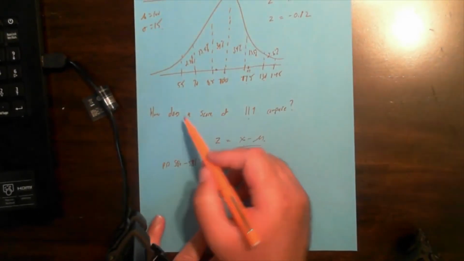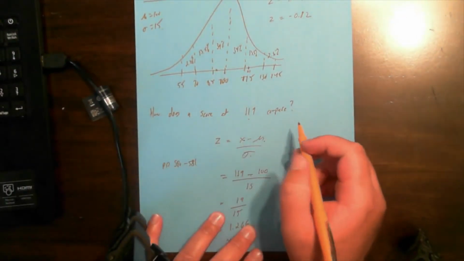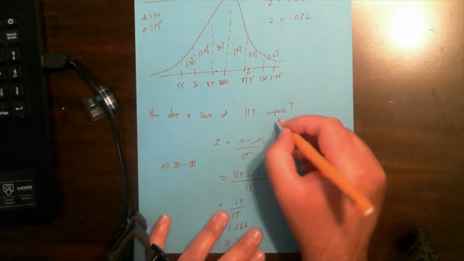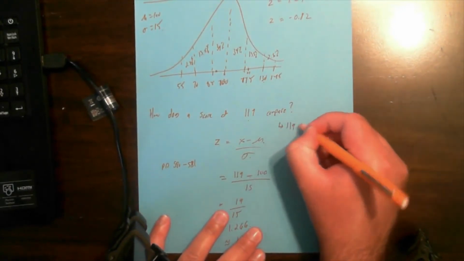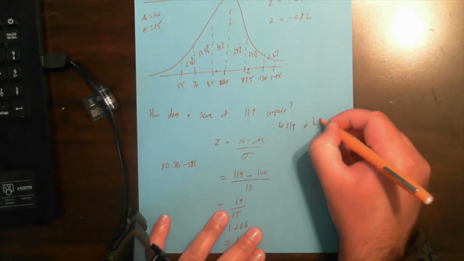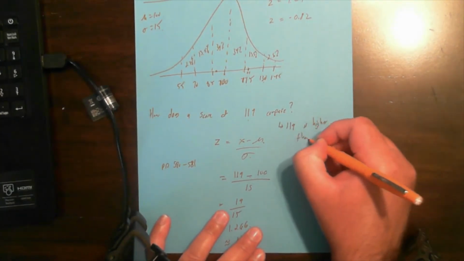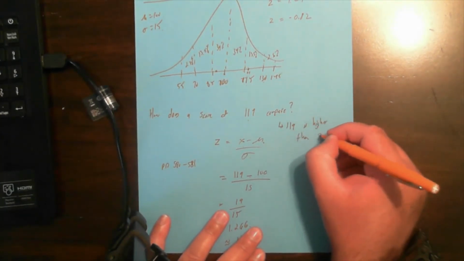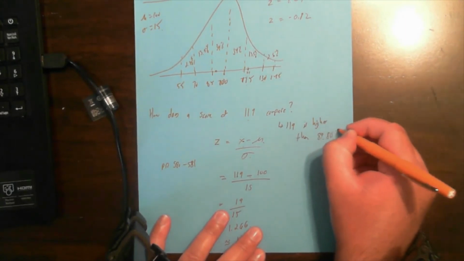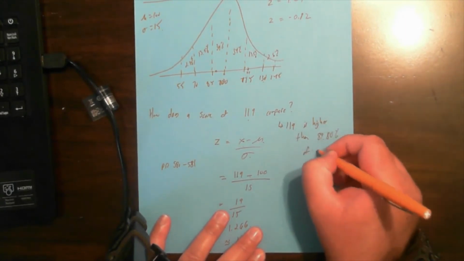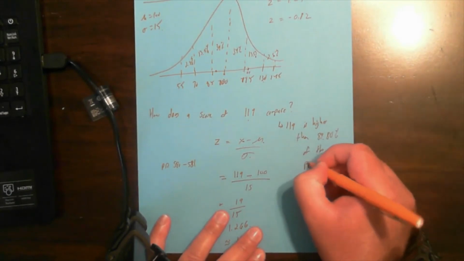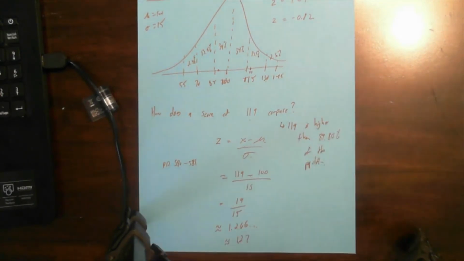To answer the question, how does a score of 119 compare to the rest of the data, I could say that 119 is higher than 89.80% of the population. Okay? So that's how a z-score works.